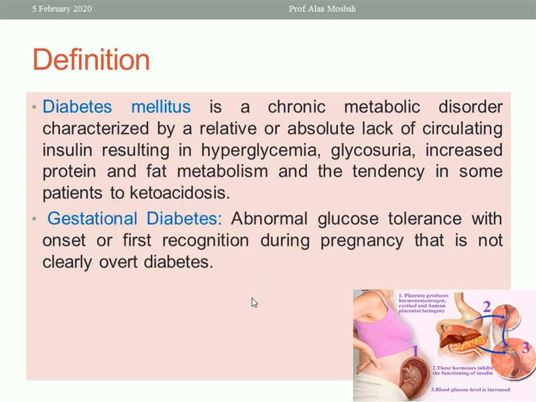As regards diabetes mellitus, it is a chronic metabolic disorder characterized by a relative or absolute lack of circulating insulin, resulting in hyperglycemia, glycosuria, increased protein and fat metabolism, and the tendency in some patients to ketoacidosis. Gestational diabetes is an abnormal glucose tolerance with onset or first recognition during pregnancy that is not clearly overt diabetes. And gestational diabetes is classified into A1 and A2.